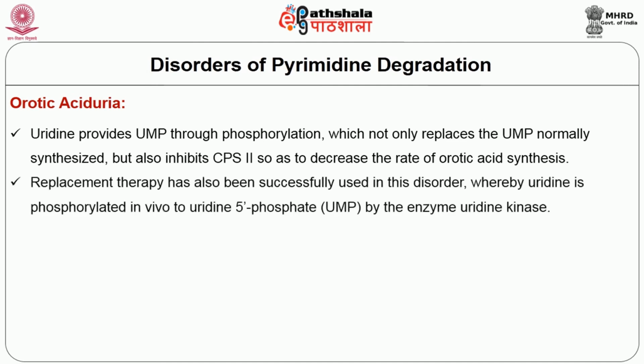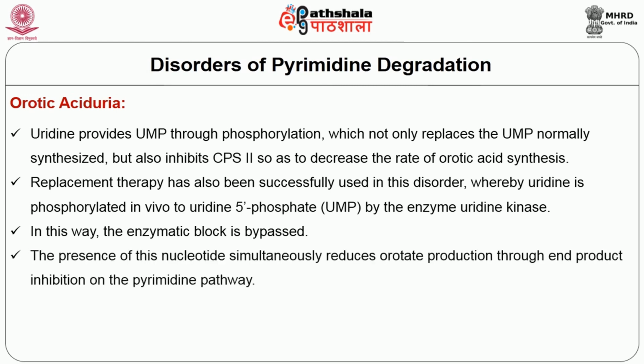Replacement therapy has also been successfully used in this disorder, whereby uridine is phosphorylated in vivo to uridine 5' phosphate, or UMP, by the enzyme uridine kinase. This way, the enzymatic block is bypassed. The presence of this nucleotide simultaneously reduces orotate production through end product inhibition on the pyrimidine pathway.